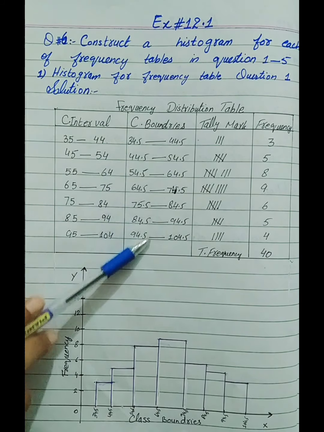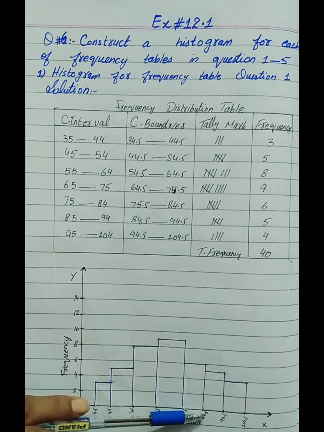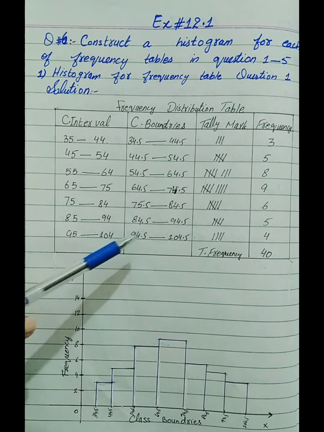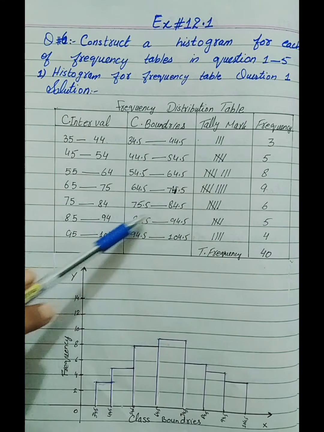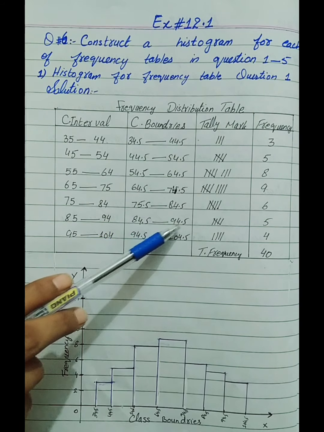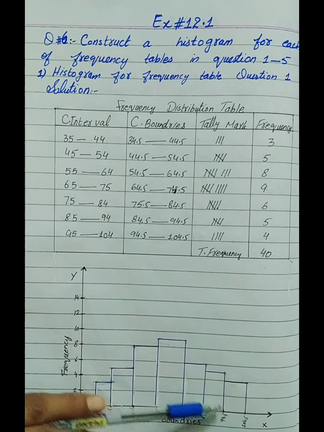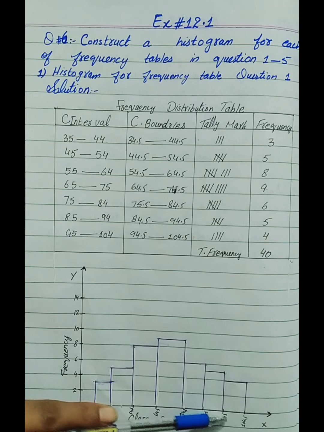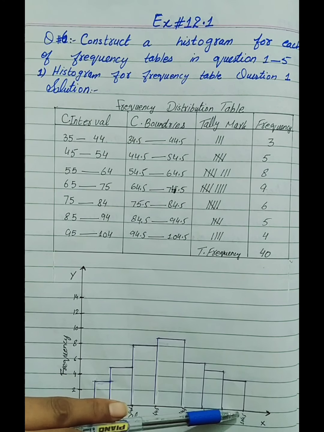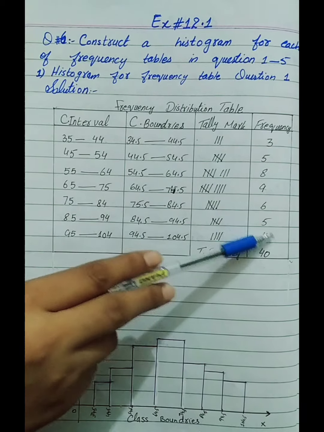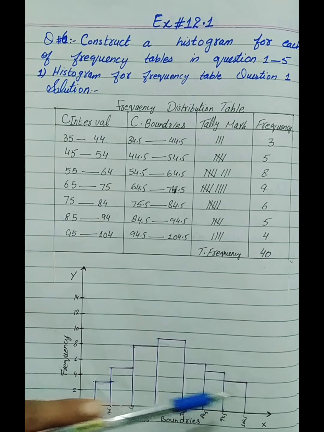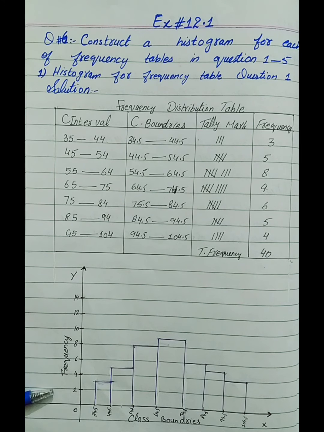We see the class boundaries and frequencies. The next is 5, we mark 5 which is in between 6 and 4, and see the class boundary which is 84.5 to 94.5 and draw a bar. The last is from 94.5 to 104.5 which is 4, so we mark 4 and draw a bar. So this is a histogram.